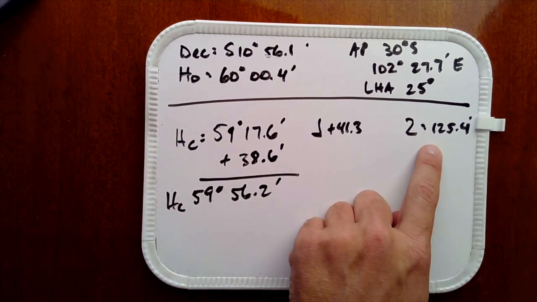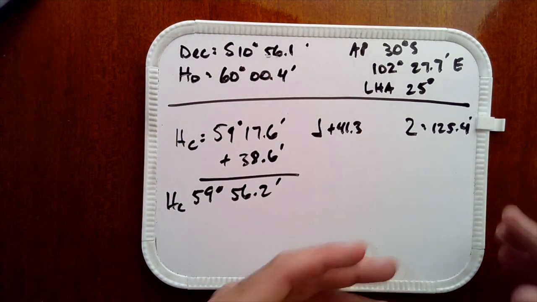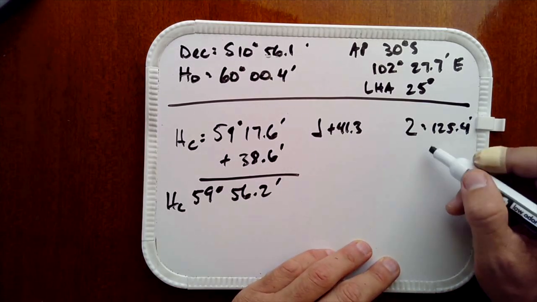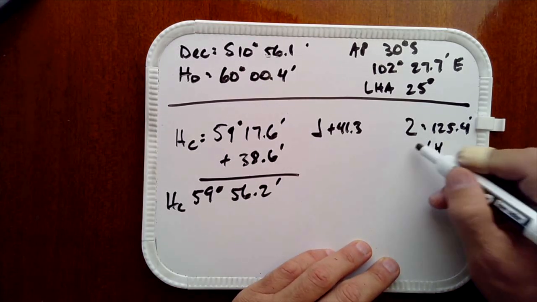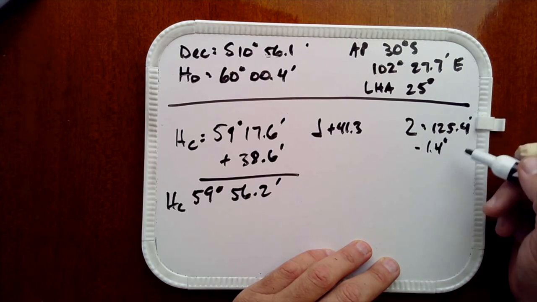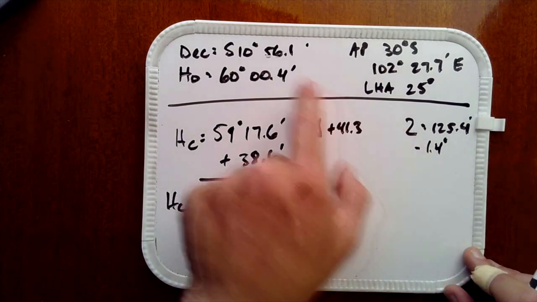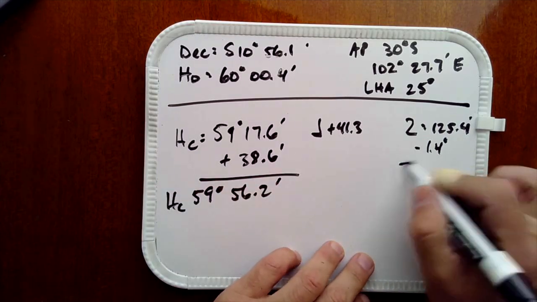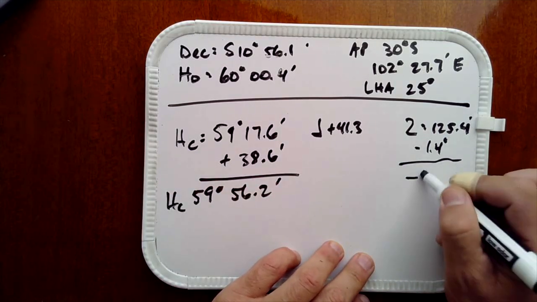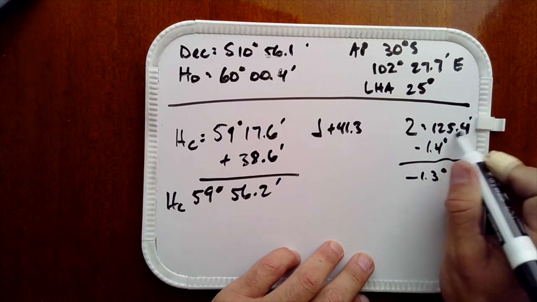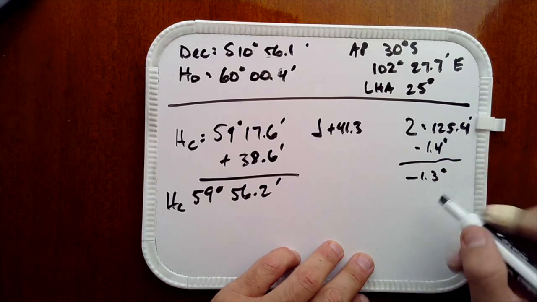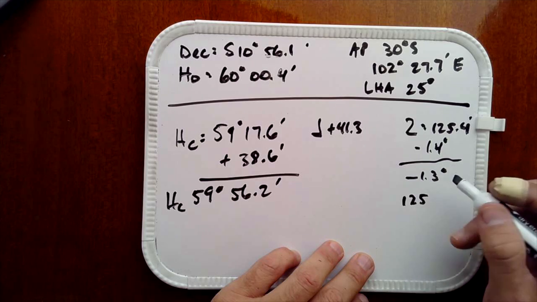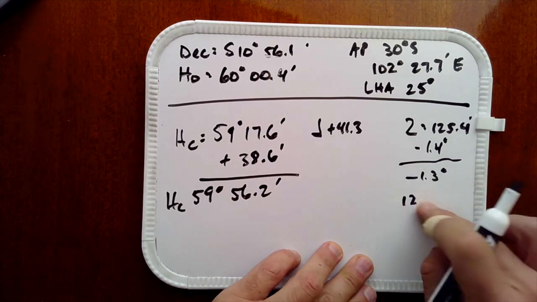For the Z value, if we want to correct this, we can note the next tabular Z was 124. So there's a difference of 1.4 there, minus 1.4 degrees for the sequential ones. So if we take this, multiply it by the declination increment, divide it by 60, that ends up being our correction of negative 1.3. So 125.4 minus 1.3 is 124.1.